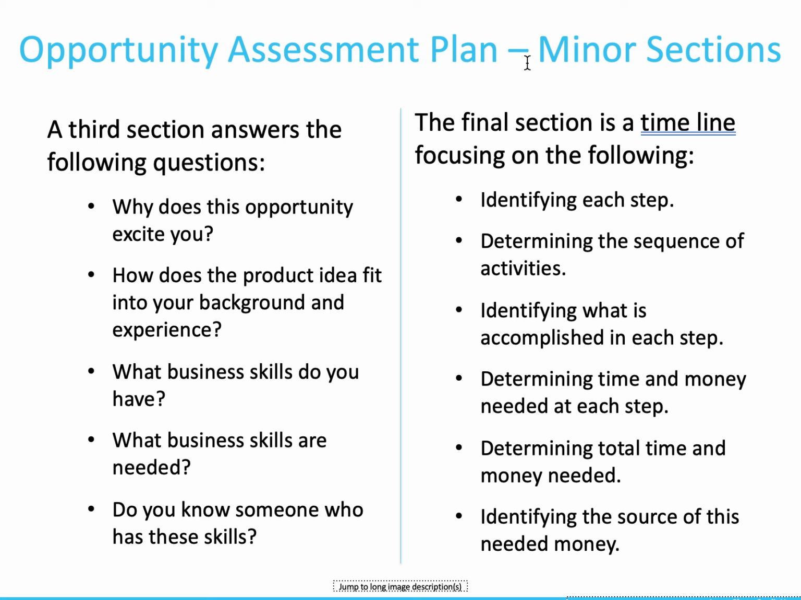Then we start looking at the third section. We're looking at these minor sections now. So those were the major sections. Now let's look at the minor sections. A third section answers the following questions: why does this opportunity excite you? Be detailed. How does this product idea fit into your background and experience? What business skills do you and your team have? What business skills are needed? Where are you short? You're not going to have everything. What do you need to acquire? Who do you need to hire? What needs do you need to fill? Do you know someone who has these skills that could possibly be brought in on the plan?